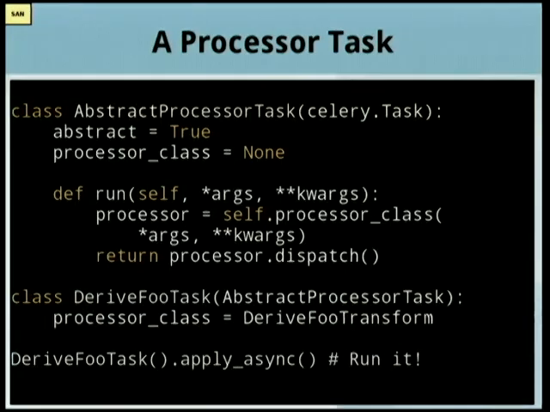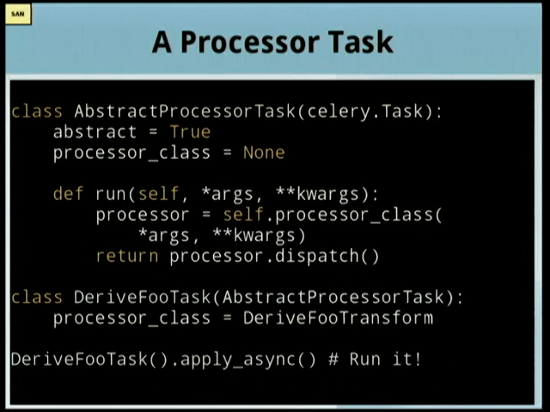Basically, at its core, Celery has the concept of a task. What we have here is a very simple wrapper that takes a Celery task and extends it so that, given a processor, which we've just looked at, it will actually run it. Up the top, we have the abstract version of the class. The 2 lines near the bottom are saying the Derive foo task is simply a processor task that runs the Derive foo transform. And the way that you run a task with Celery, you say Derive foo task.apply async. That would get sent off to the Celery broker in the back end to be run.